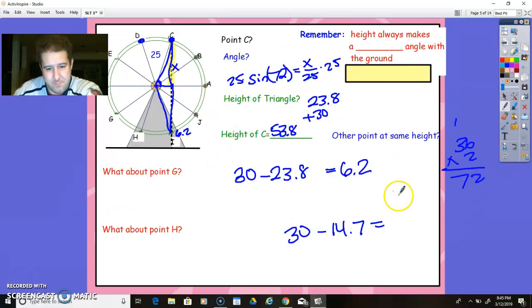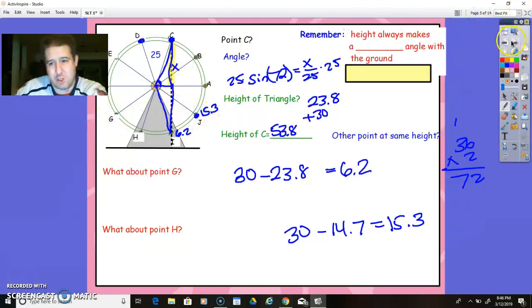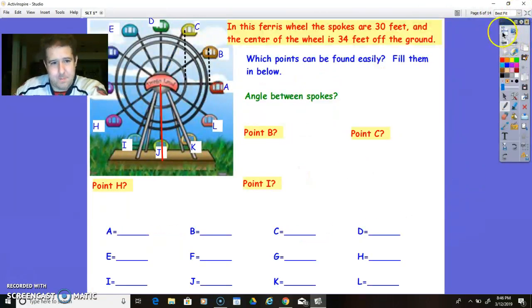And that gives me a difference of, what is that, 15.3? Yeah. So that's going to be 15.3 is the height of J. And if J is 15.3, then so is G. All right. This is pretty much the same premise. You're going to find this triangle to find the height of B. Do the same thing for the height of C. And then you can use those two to find all the other positions.